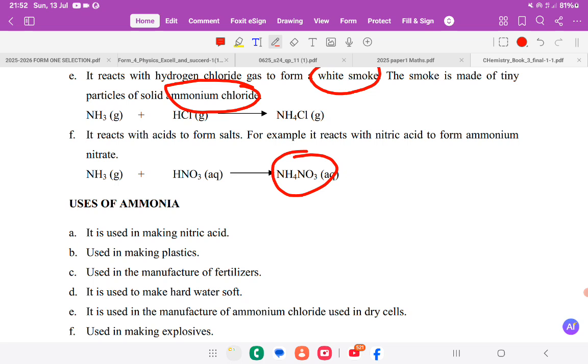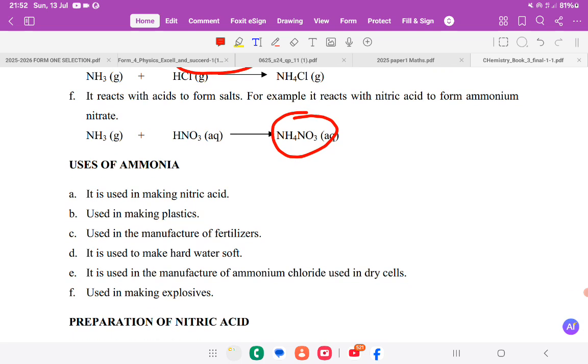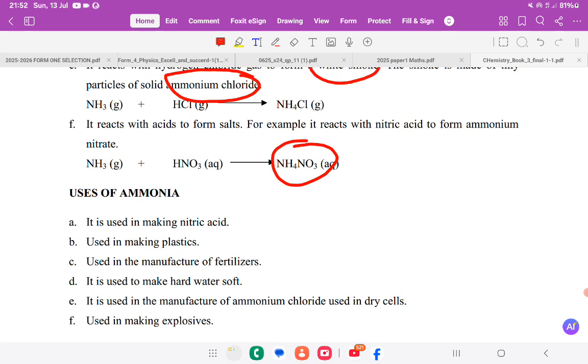All right. Ammonia is a very useful substance in many ways. It's useful in a number of ways. It is used in making nitric acid. So ammonia can be used to make nitric acid. Nitric acid is simply HNO3. We'll look at this later, how this is done.